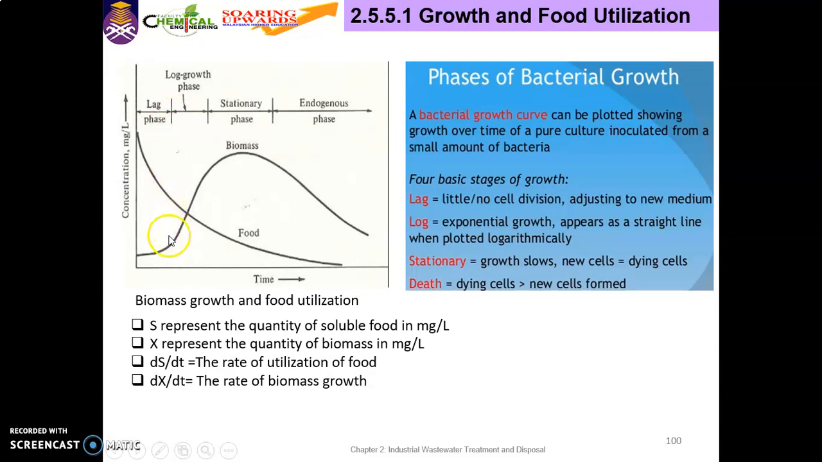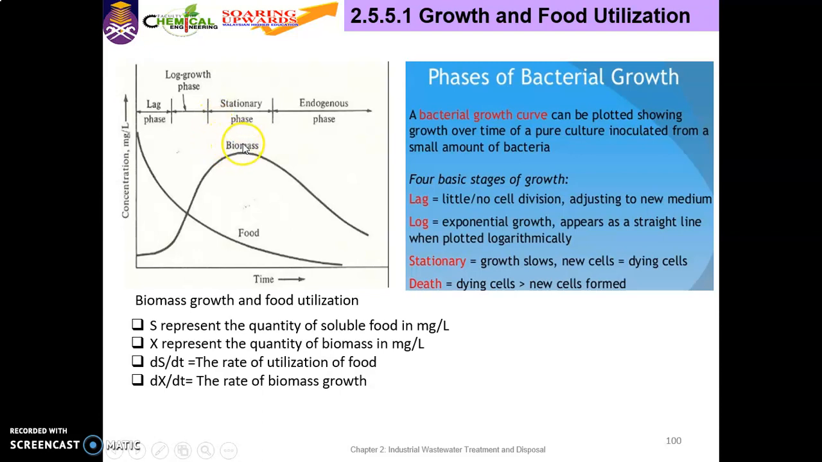Then it starts the log growth phase. Here the increase of the biomass is exponential growth, because they have adapted and are comfortable with the environment, so they start to increase rapidly. Under the log growth phase, the biomass increases rapidly. After some time it will reach the stationary phase.